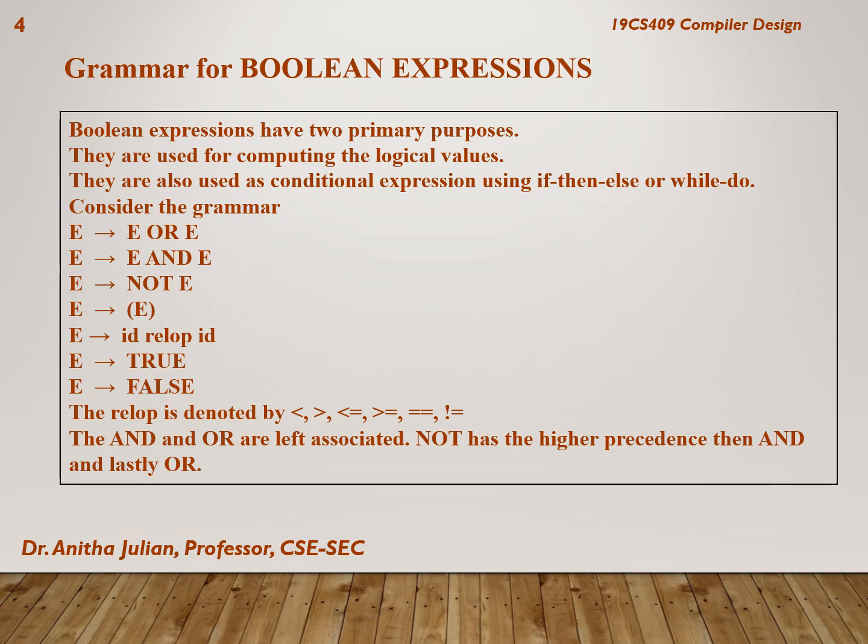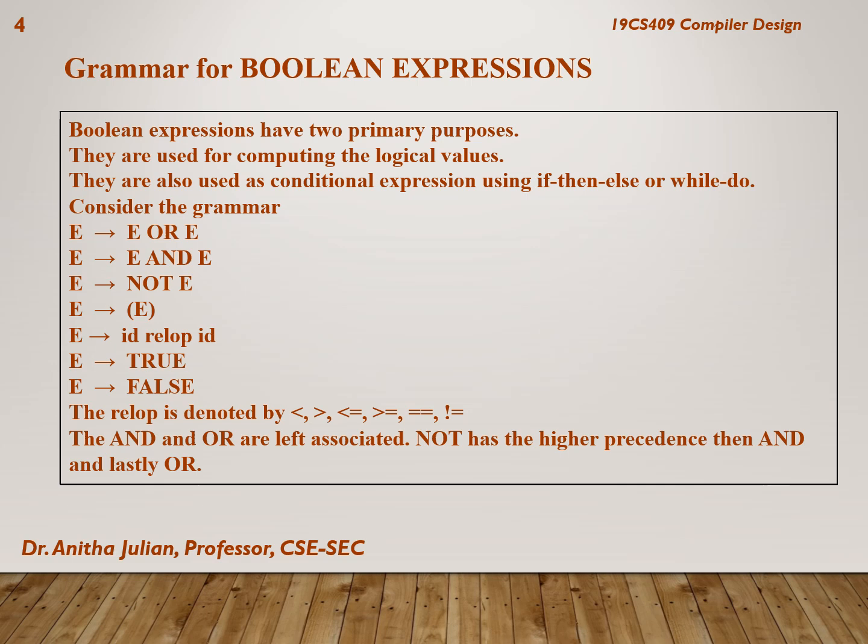Next we move on to grammar for Boolean expressions. We know very well Boolean expressions include OR operator, AND operator, NOT operator, and all these Boolean operations are done only on the if conditions. So the condition will be if identifier 1, identifier 2, in between we will have the relational operator. Okay, that is the structure for an if condition.